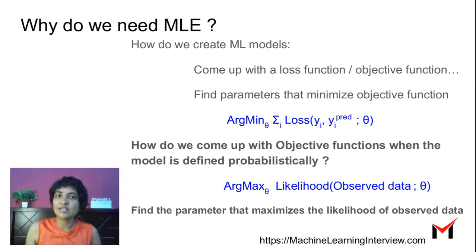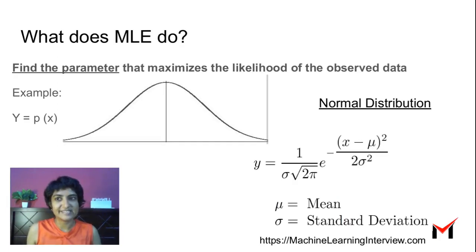Let's see a little more in detail what this means. So in short, the MLE estimate involves finding the parameter that maximizes the likelihood of the observed data. Let's break up this sentence. What do we first mean by finding the parameter in a probabilistic model? So let's take a simple example.